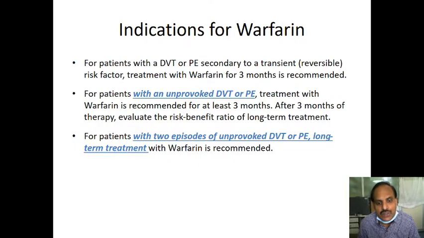The rest of the things related to warfarin and the rest of the things related to the other anticoagulants we will discuss in the afternoon.